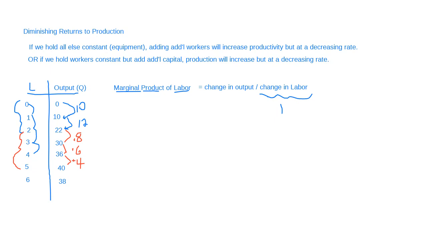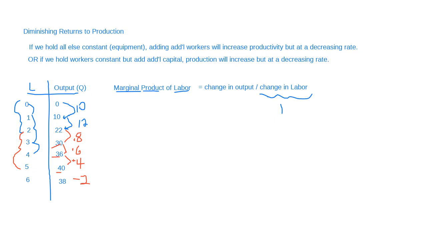My production is increasing, from 30 to 36 to 40. My production is increasing, but the rate of increase, the size of that change, is getting smaller and smaller. And yes, it is true that it is possible for that to even turn negative at some point. All right, so this is what we mean when we talk about diminishing returns to production.